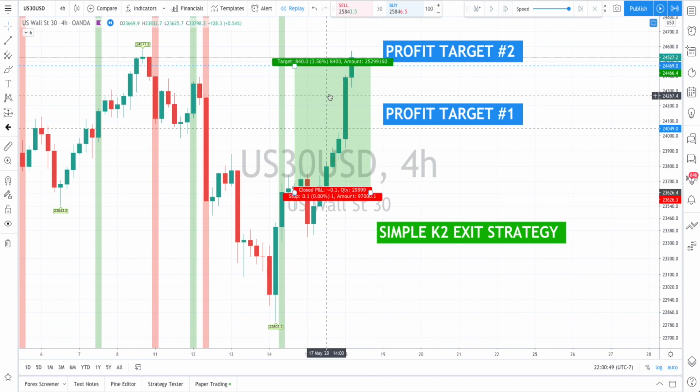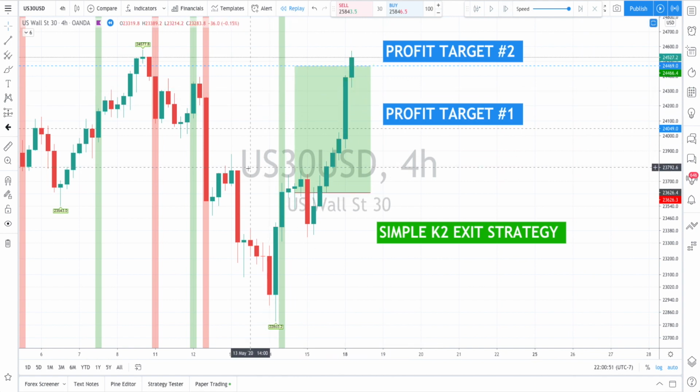Full profit. So if you guys do this for every single trade, you can manage your risk properly and you can succeed at trading long term.